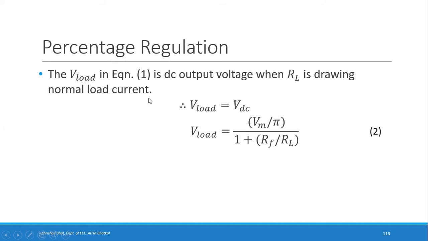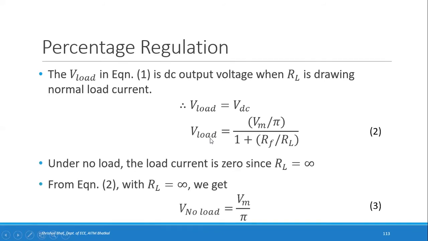In case of half-wave rectifier, we have obtained VDC as Vm by pi divided by 1 plus Rf by RL. Is it right? VDC is Vm by pi divided by 1 plus Rf by RL. We have derived this yesterday. That is V load, that means the output voltage when there is normal load. Another thing we have in that equation is V no load. What is no load condition?